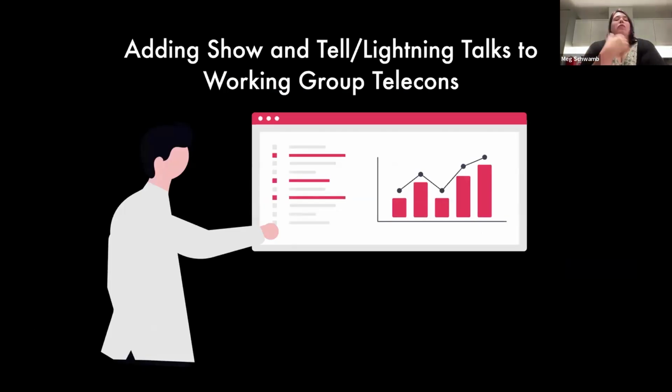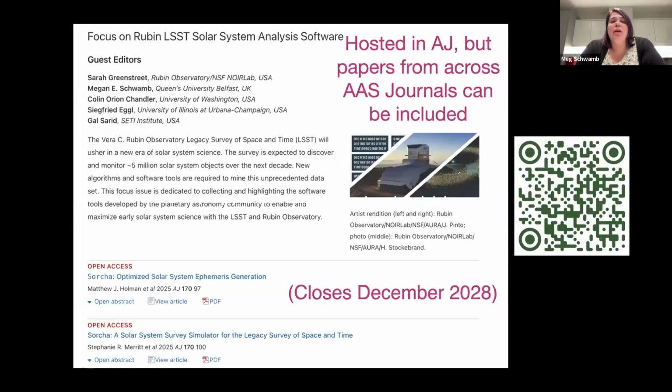One of the things that we've heard from feedback is, how does someone advertise what they're working on, or how do they ask or highlight that they're looking for collaborators? So the working group leads are adding show and tell or lightning talk session segments to the working group telecons over the coming months as one way to enable that.